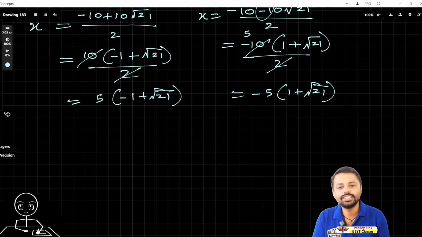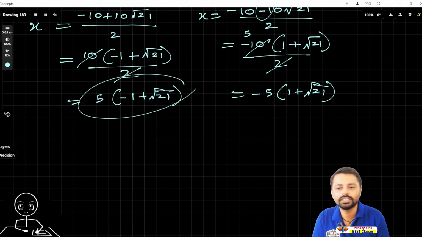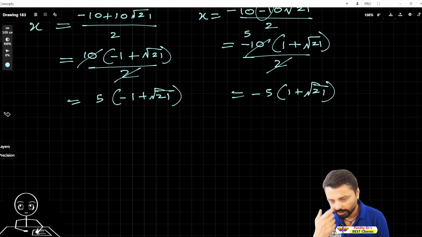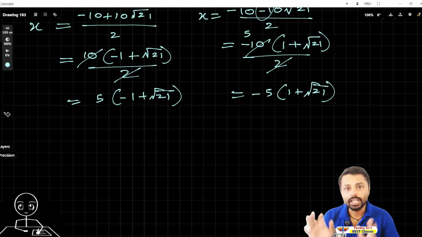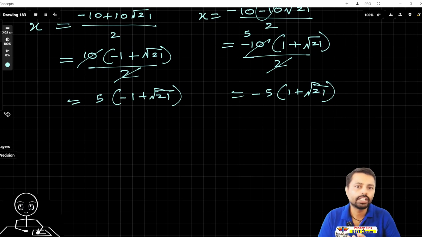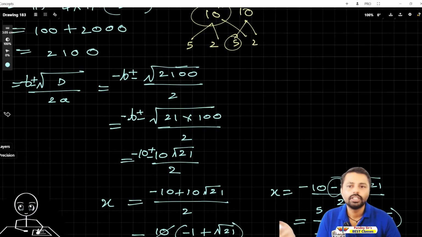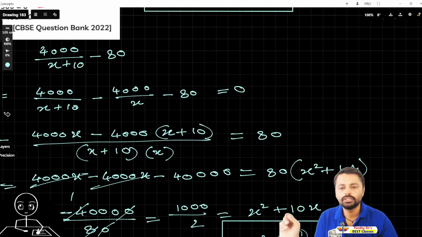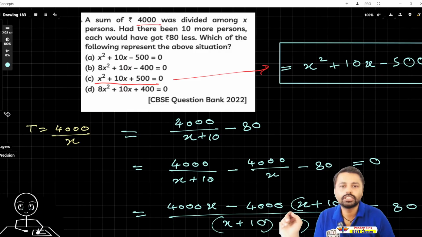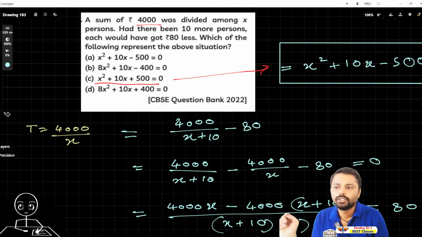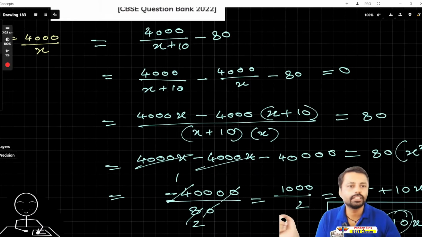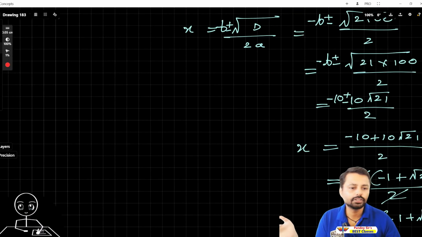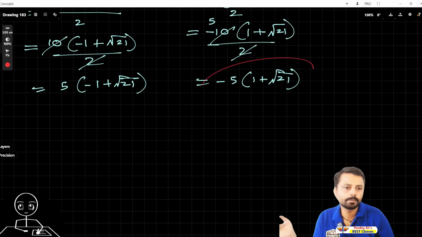Okay, but since they will not get minus 5 rupees, they are getting the positive one. Now it's not done. I actually want to know what this x value is. X is the number of people. How many people are these? They said it's between x number of persons. People can't be negative, so we'll just subtract this minus 1.